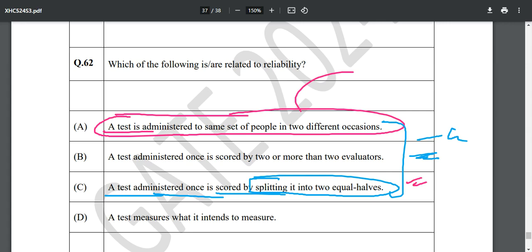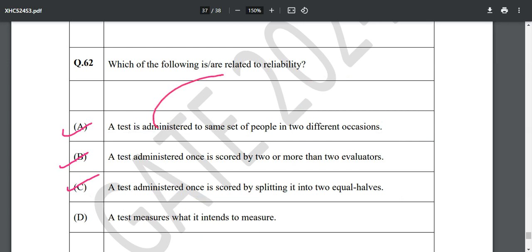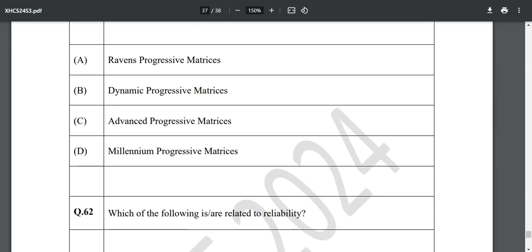So A, B, C is the correct answer over here. This other option is talking about validity, not reliability. These three are related to reliability. This is question number 62. Then we will move ahead to question number 61.